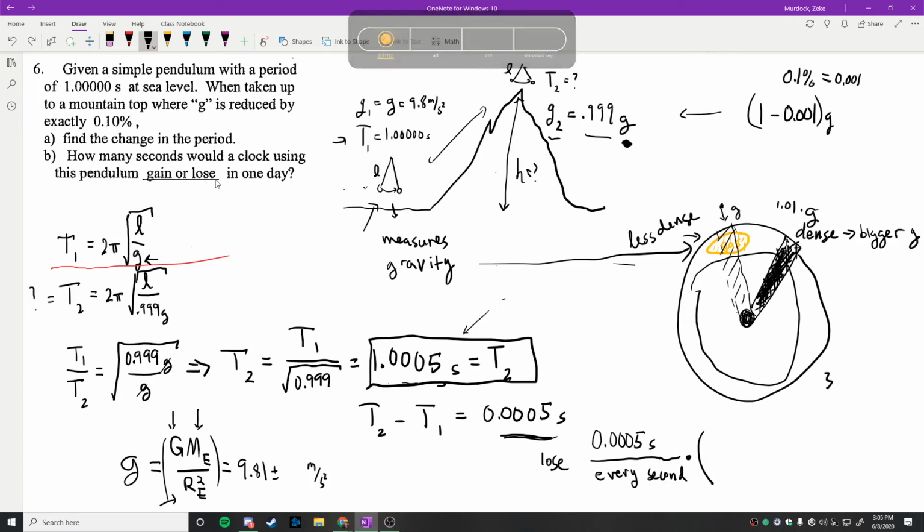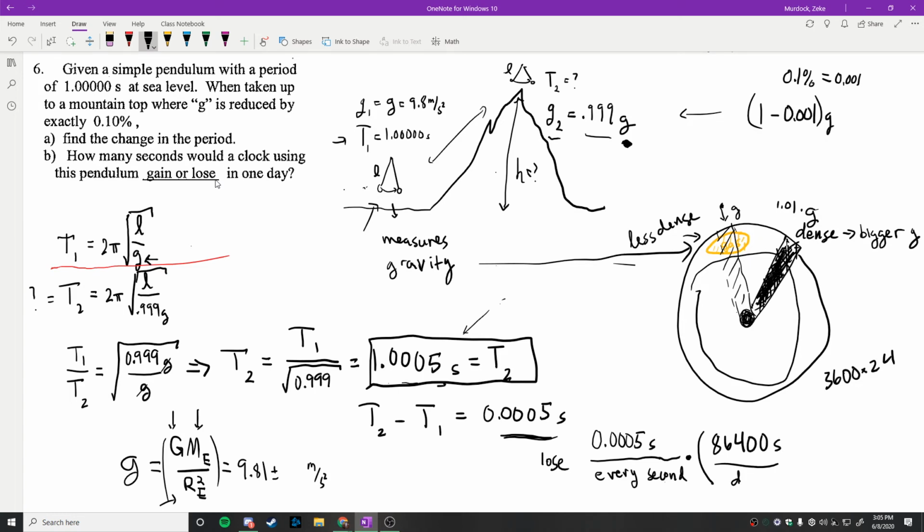If you take 3,600 and you multiply by 24, what you get is 86,400. That's the number of seconds in a day. That's what I want to write. I don't know how I was supposed to get there, but this works, right? Check that for me if you guys want to. So it loses 0.0005 seconds every second. If you multiply by the number of seconds in a day, you get the amount of time that it loses per day. It's right, thank you very much.